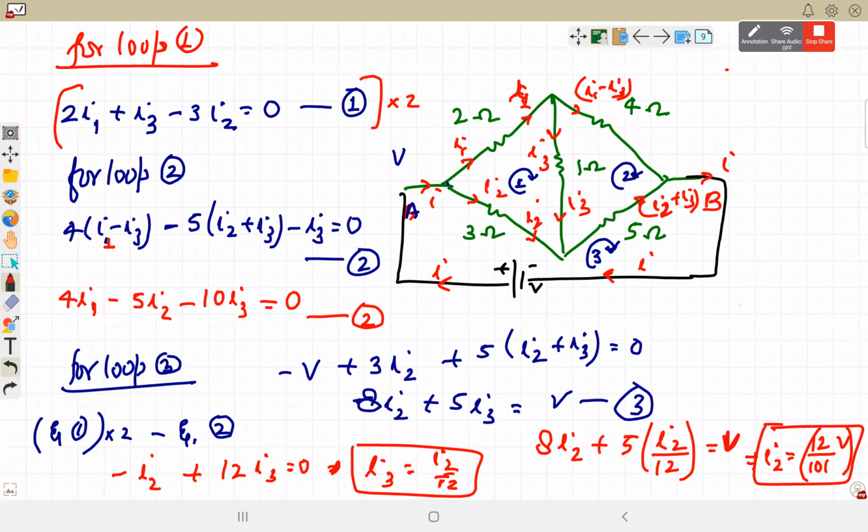Calculate the value of I1 from equation number 1 and 2. 1 और 2 में अभी हम I3 को eliminate कर लेते हैं। कैसे? To eliminate I3, equation 1 में 3 से multiply करके solve for value of I1. Please get the value of I1 using these equations. Find I1.